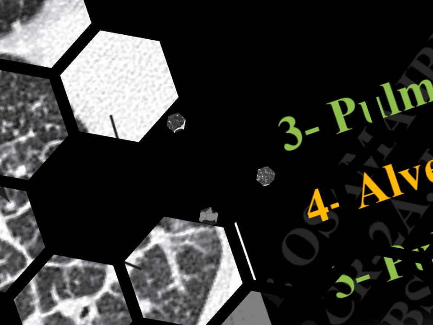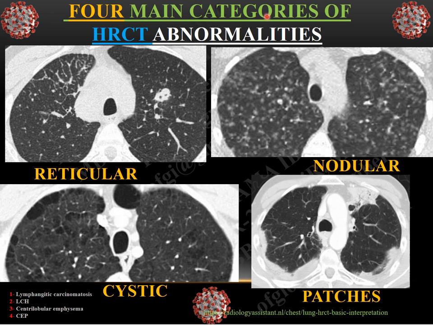The main categories of HRCT abnormalities may appear as reticular abnormalities, like this interlobular septal thickening in a lymphangitis carcinomatosa case, or nodules, like these nodules of Langerhans cell histiocytosis, or cystic, like this in centrilobular emphysema, or appearing as patches, like subpleural patches in chronic eosinophilic pneumonia in this case. So we have four patterns: reticular, nodular, cystic, or patches.